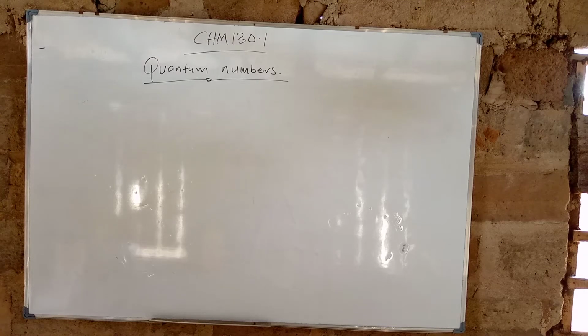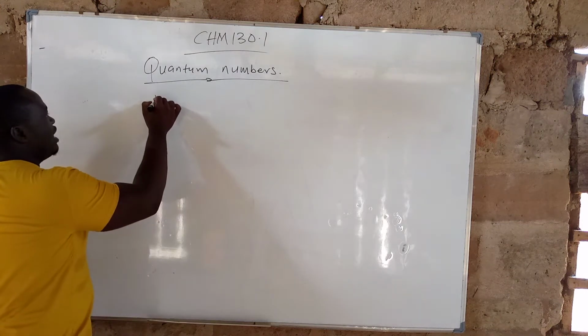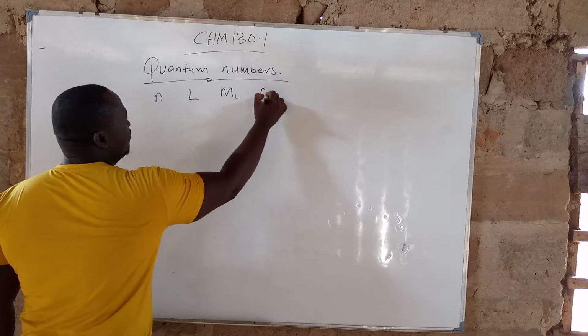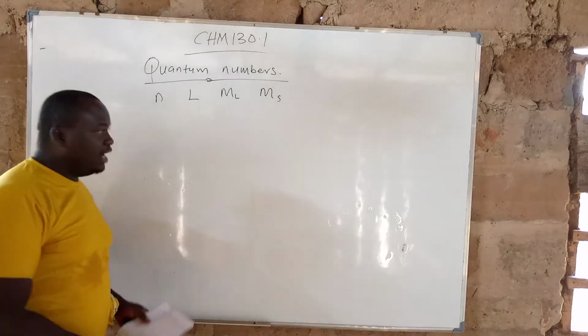Welcome, class. We are in quantum numbers. Let's go. Under quantum numbers, there are four numbers you should take note of. The four quantum numbers are N, L, ML, and MS. Remember, on the channel, we don't like wasting time.